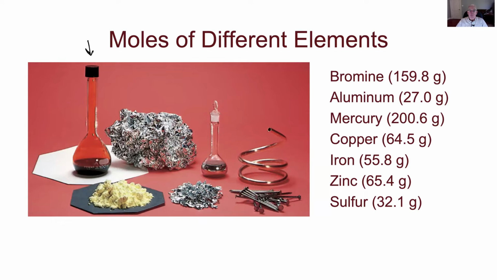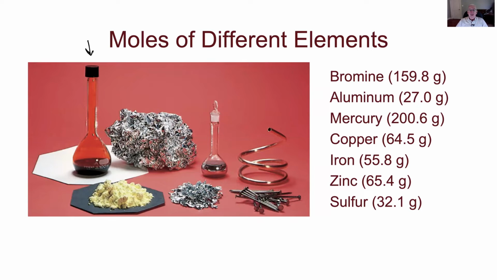If you could pick them up, you'd notice right away that the mercury is a lot heavier than the aluminum, for example, right? And that's certainly true. But all those things have in common that they have Avogadro's number of particles in them.